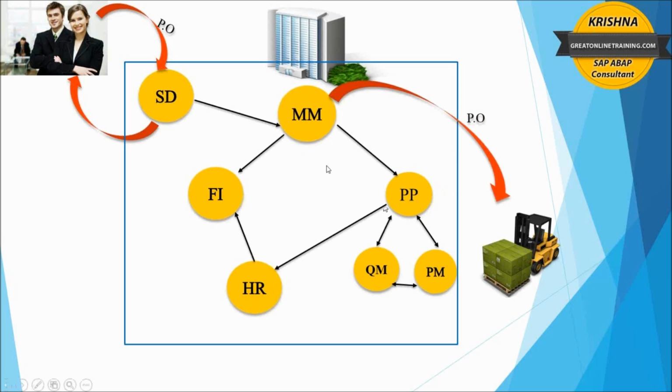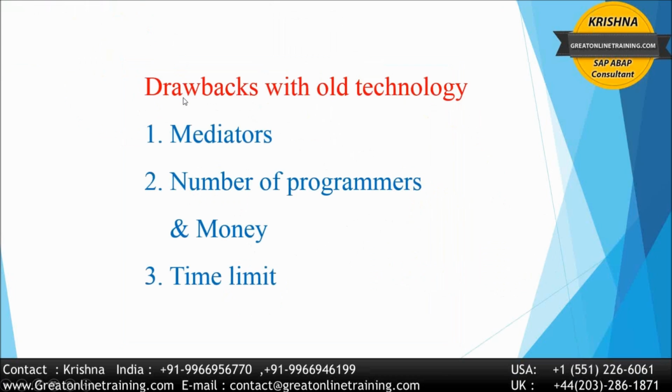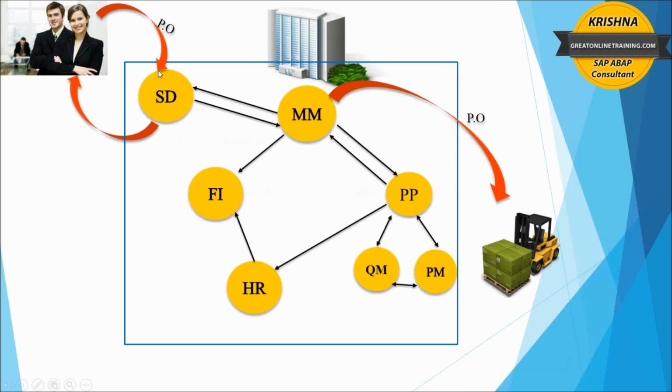Once the production is done, the production planning department will store the goods in the material management department, and the sales and distribution department will pick up the goods from the material management department. And it will deliver the goods to the customer, right? This is a business scenario nowadays. Are you clear with this scenario?